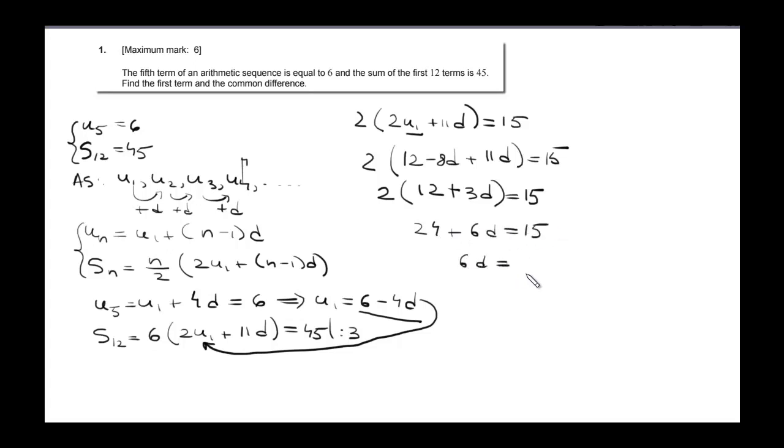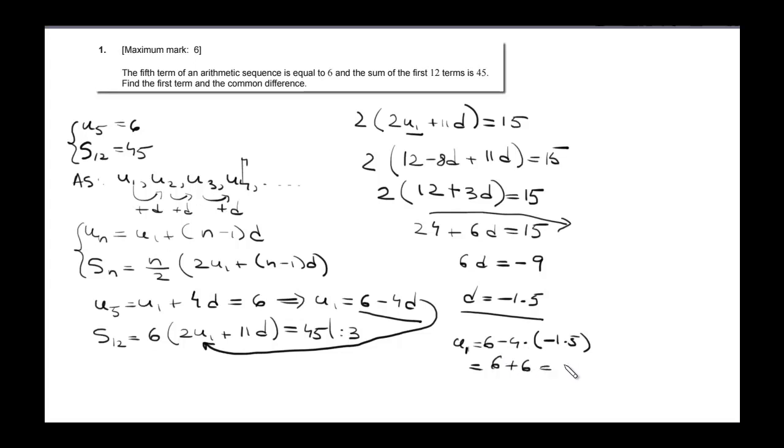6d is equal to 15 minus 24, that is minus 9. Therefore, the common difference is minus 9 over 6, minus 1.5. We replace in the expression of U1 and we obtain U1 equals 6 minus 4 times minus 1.5. That will be 6 plus 6 equals 12.